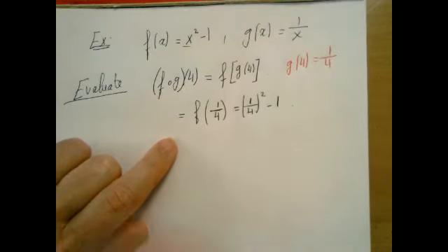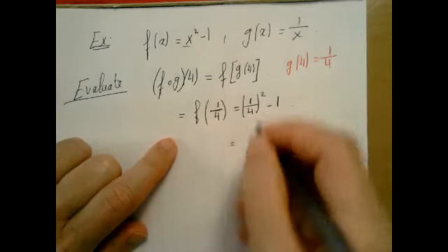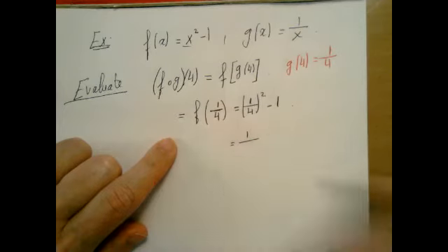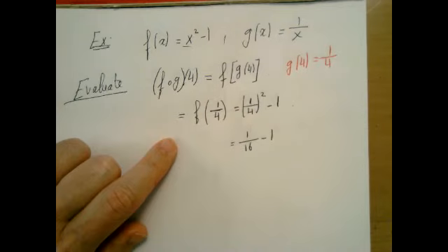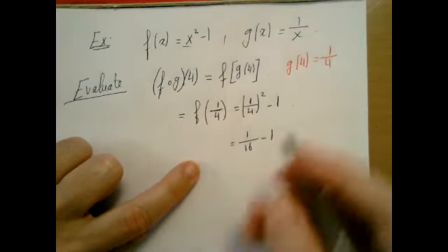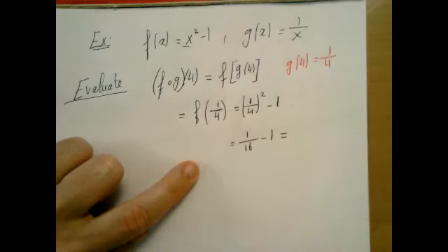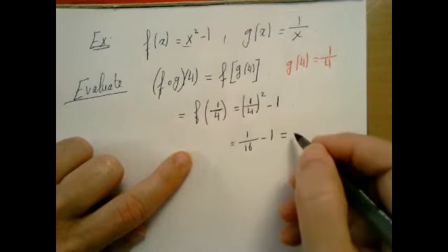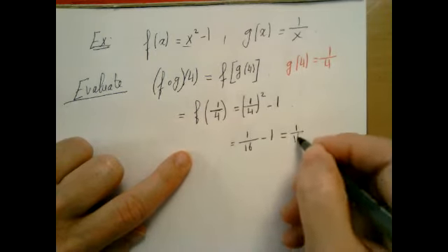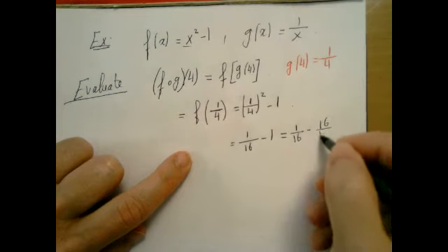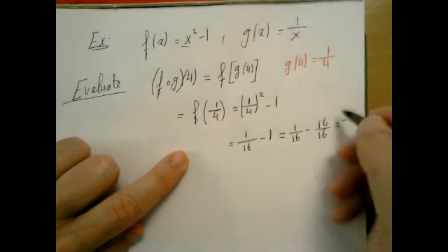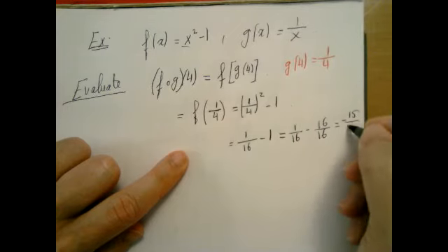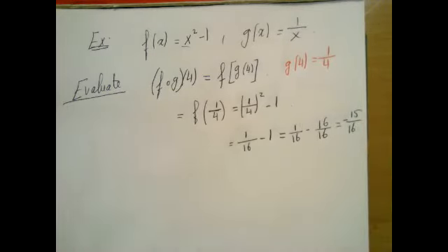All right, now a little bit of algebra. 1 over 4 squared means 1 over 4 times 1 over 4, which is 1 over 16, minus 1. And common denominator, remember those, will give me 1 over 16 minus 16 over 16. And this would leave me with minus 15 over 16. And that's the end of the problem.